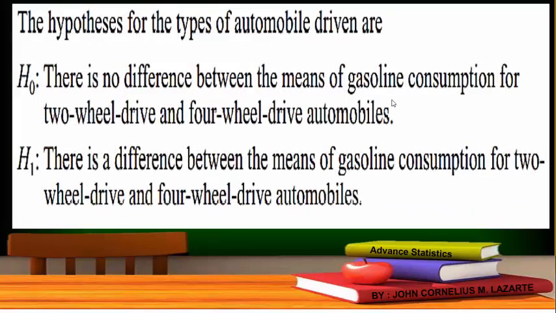And the last pair is that the hypotheses for the types of automobile driven are: for the null hypothesis, we have there is no difference between the means of gasoline consumption for 2-wheel drive and 4-wheel drive automobiles, and the alternative hypothesis of there is a difference between the means of gasoline consumption for 2-wheel drive and 4-wheel drive automobiles.